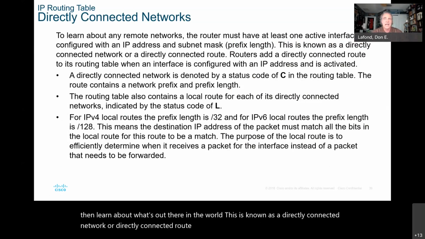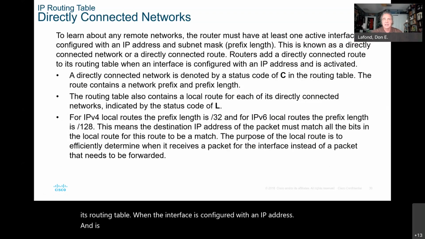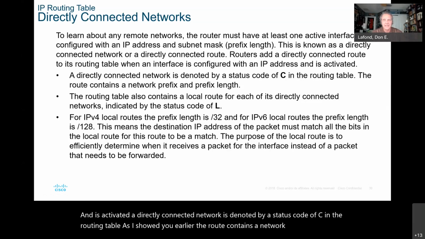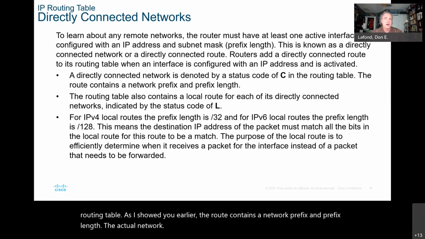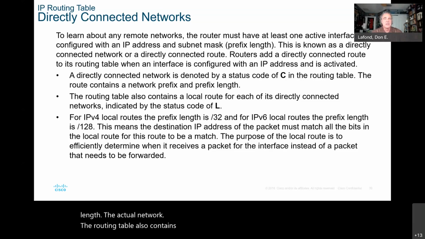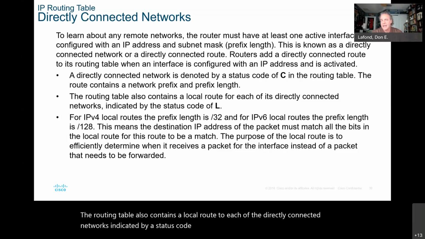Routers add a directly connected route to its routing table when the interface is configured with an IP address and is activated. A directly connected network is denoted by a status code of C in the routing table, as I showed you earlier. The route contains a network prefix and prefix length, the actual network. The routing table also contains a local route to each of the directly connected networks indicated by a status code of L. That's the IP address for the port that it's connected to, the interface on R1 that is configured.